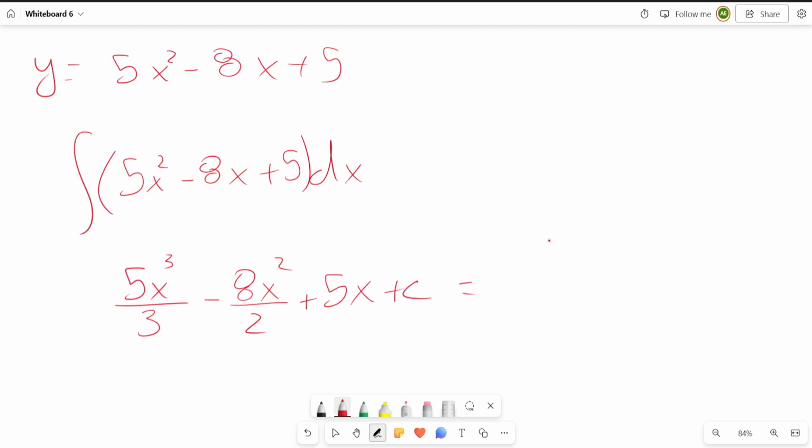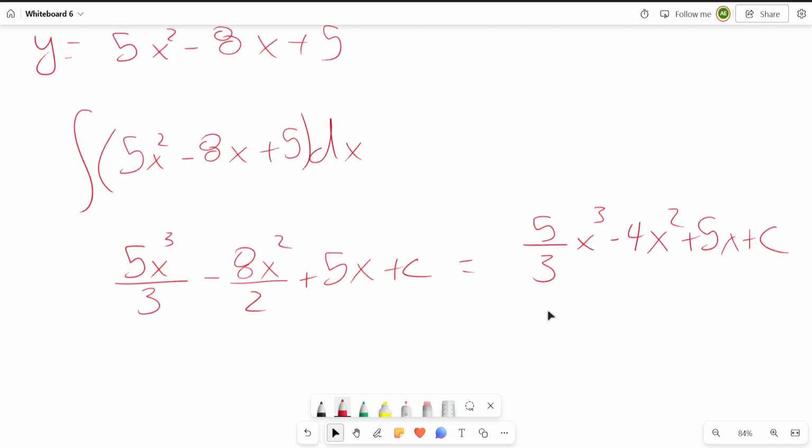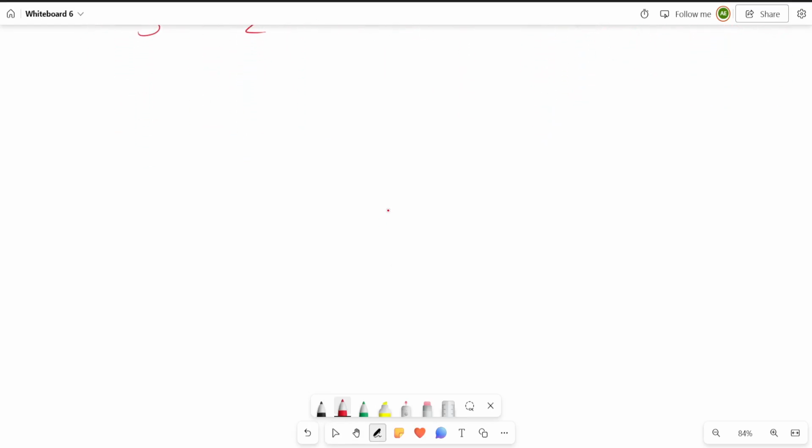So our answer, if we simplify, is going to be 5 over 3 x cubed minus 8 divided by 2 is 4 x squared plus 5x plus c. This constant of integration, lots of students forget it, so make sure not to forget to put the c at the end if it's an indefinite integral.